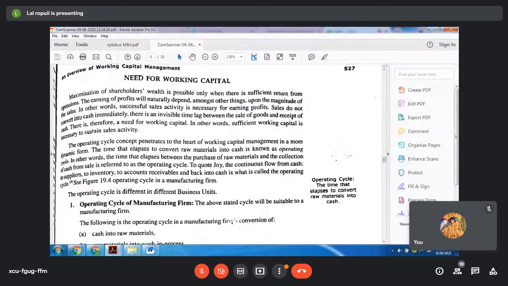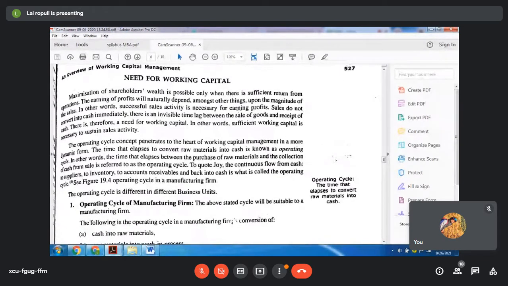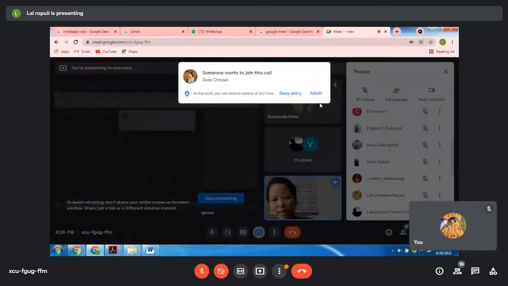So sufficient working capital is very necessary to sustain sales activity. If the business doesn't have sufficient working capital, then it has some effects on the production as well as the performance of the company. Therefore, there is a need for working capital, because sales do not convert into cash immediately. There is an invisible time lag between them.